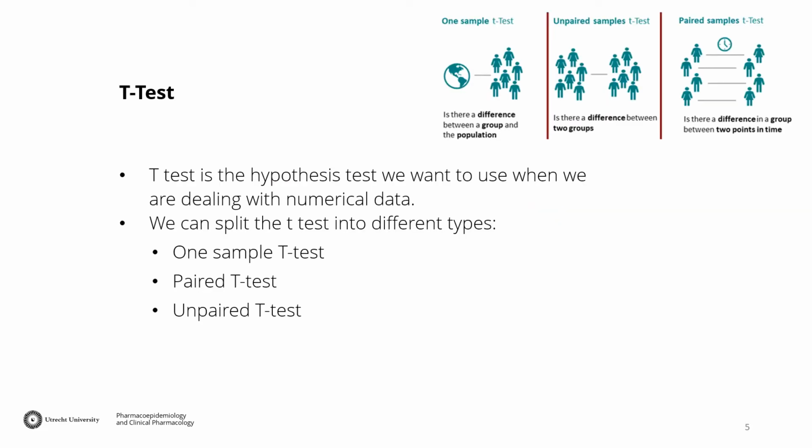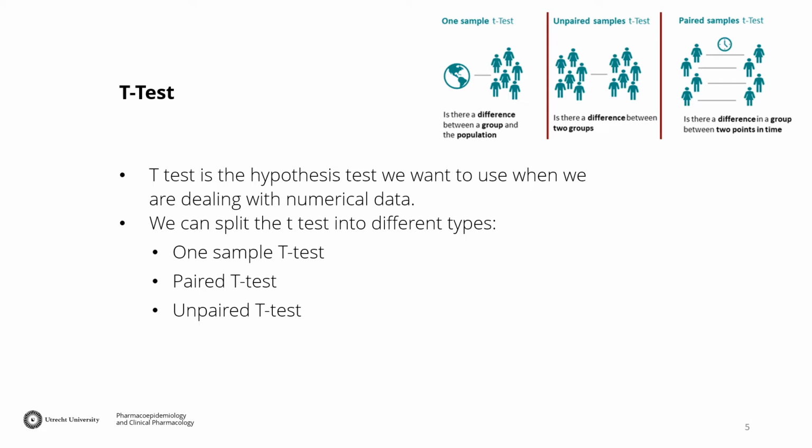So to start off, we have the t-test. The t-test is the hypothesis test that we want to use when we're dealing with numerical data and to some degree categorical data. If it's categorical, then we usually want to make it into proportions. And for the t-test, we can split it into different types. So we have a one sample t-test, a paired t-test, and an unpaired t-test.